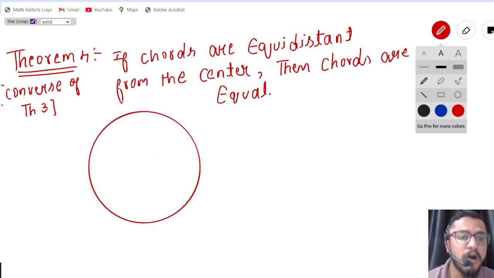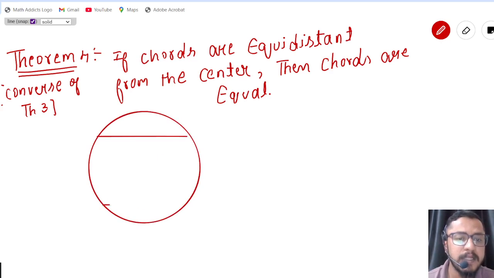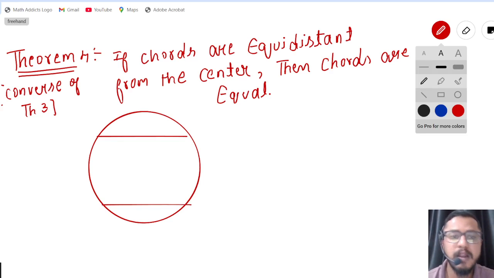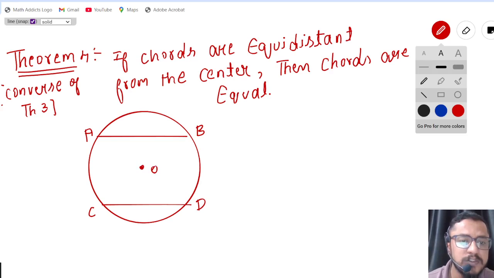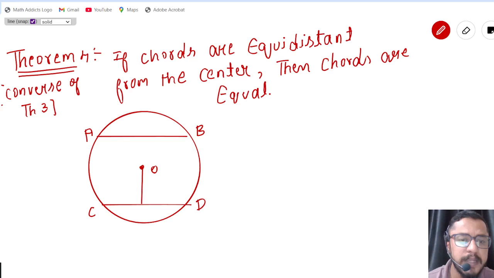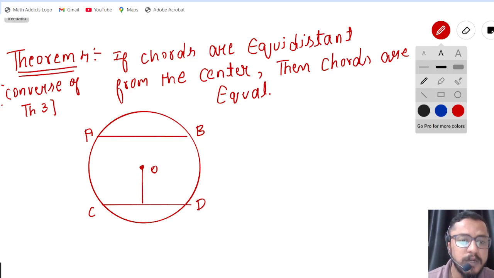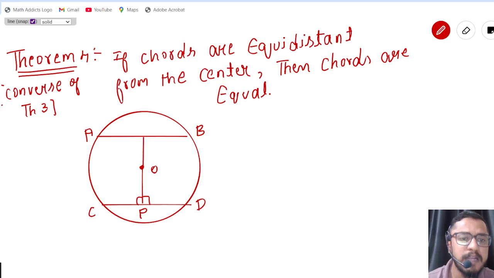What they are telling, if chords are equidistant from the center, so I'll consider two chords. Let AB and CD be two chords, and let O be the center. If chords are equidistant, what is the distance from the center to the chord? It will always be a perpendicular distance. So if chords are equidistant from the center, they are telling OP is equal to OQ. If chords are equidistant from the center, then chords are equal.